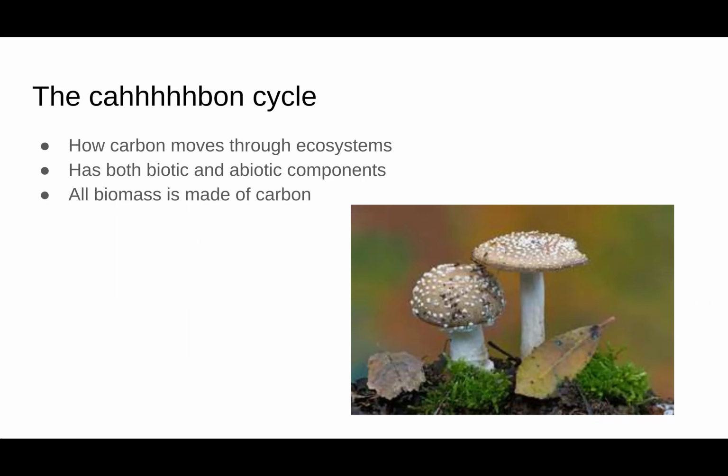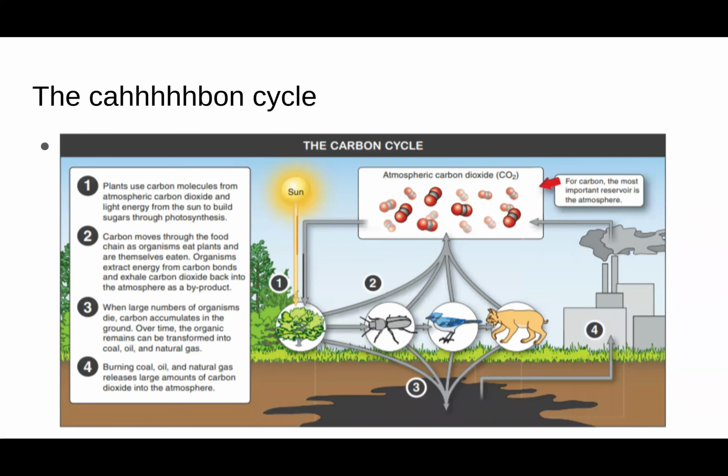And so the carbon cycle, again, how carbon moves through an ecosystem, is an important process. The interesting thing about the carbon cycle, and we're going to talk about a few other cycles in a minute, is it has biotic and abiotic components to it. When we look at a mock carbon cycle here, it all starts off with atmospheric carbon or atmospheric CO2. I'm sure you have all heard of carbon dioxide at some point.